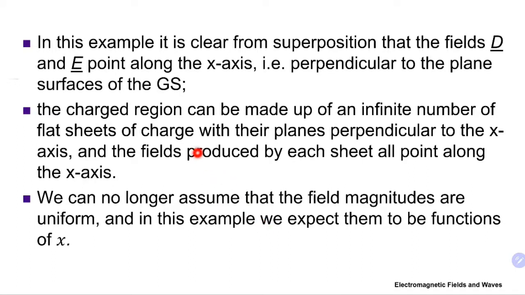The charge region is made up of a finite number of flat sheets of charge with the plane perpendicular to the x-axis, and the field produced is also along the x-axis. We no longer assume that the field magnitudes are uniform. Unlike the previous example of the flat surface, where I said the charge density is equal to sigma, which is a uniform charge distribution, now the charge distribution changes with the x direction, so we expect it to be a function of x.